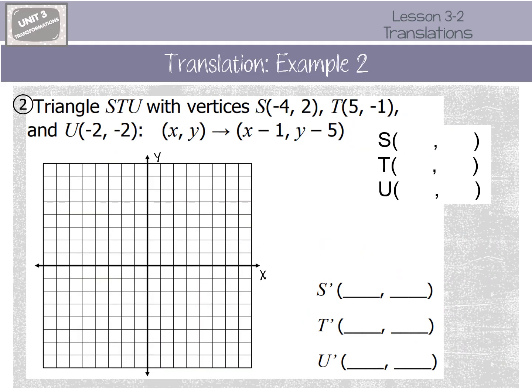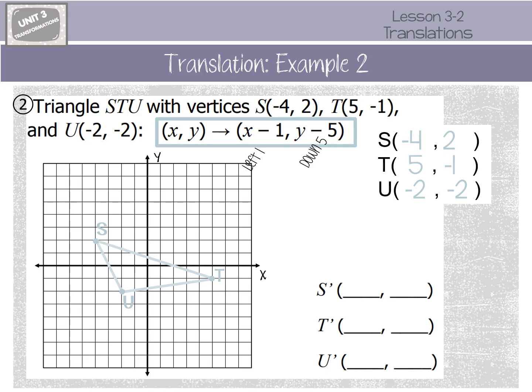Practice 2. Let's see. Triangle STU has vertices. S is at -4, 2. T is at the point 5, -1. U is at the point -2, -2. Here's our rule. It takes every point (x, y) and goes to the point x minus 1, so we're going left 1, y minus 5, going down 5. Original points: -4, 2 is S, 5, -1 is T, and U is at -2, -2. There is our triangle. Looks pretty obtuse and scalene to me.